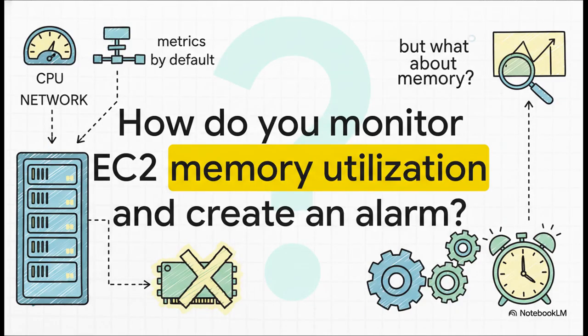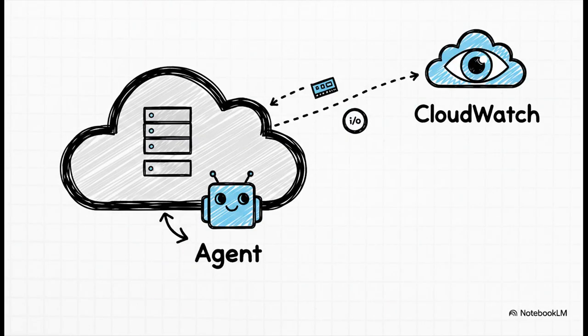So, here's a classic exam question. This one is a real favorite because it's designed to trip you up. A company wants to monitor memory on their EC2 instances and fire off an alarm at 80%. So how do you do it? Remember, by default, EC2 doesn't tell you anything about memory. The answer, you have to install the CloudWatch agent on the EC2 instances.